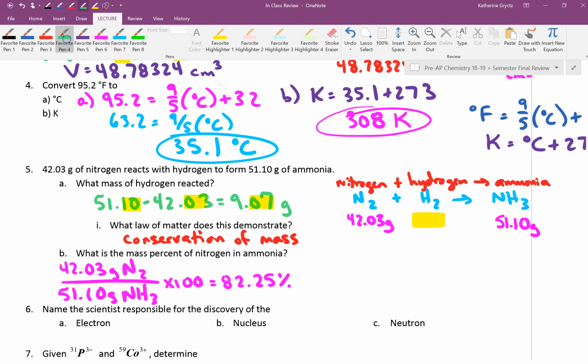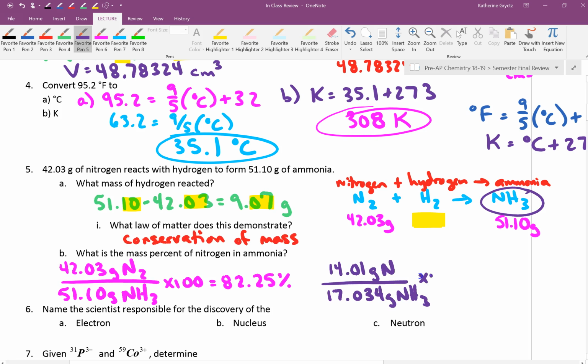82.25%. If you went instead to the periodic table and you happen to know the formula for ammonia, you could look this up, and we had to do this as well when I just gave you the formula. From the periodic table we have one nitrogen, which weighs 14.01, and the whole ammonia, if you add up all those numbers, we get 17.034. If we did that calculation instead, you get 82.25%. So that's what the law of definite composition says. No matter what form or how much of it you have, it will always be the same percentage of each chemical. That's the definite composition law.